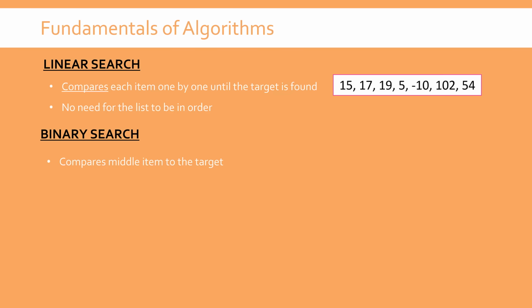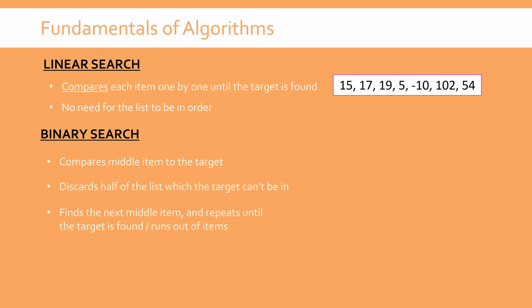What binary search does is compare the middle item in the list to the target, and assuming the target is not the same as the middle item, it will discard half of the list which can't have the target in. Then it will repeat this essentially, finding the next middle item in that smaller version of the list, and repeats until either you find the target or it runs out of items. Now, this must be sorted. So here's the same version of that list sorted, meaning it's got an order now.